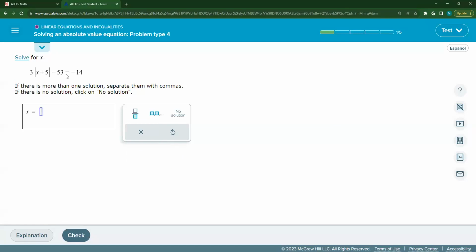All right, so remember, a negative means no solution only when the absolute value is completely by itself. So for this one, we're going to do the same thing that we did before. We have 3 times the absolute value of x plus 5 minus 53 equals negative 14. Yes, I have an absolute value, I have a negative number, but the absolute value is not by itself. So I can't just say there's not going to be a solution until I get the absolute value by itself. So I'm going to add 53 to both sides.